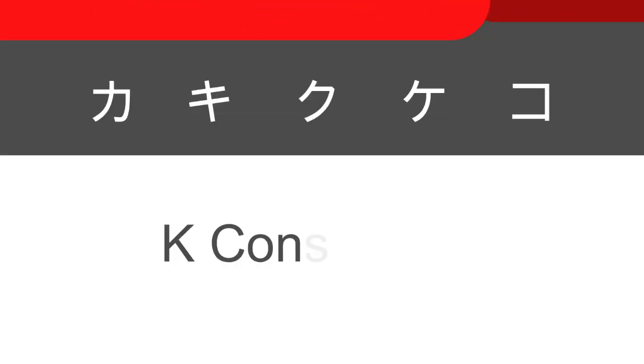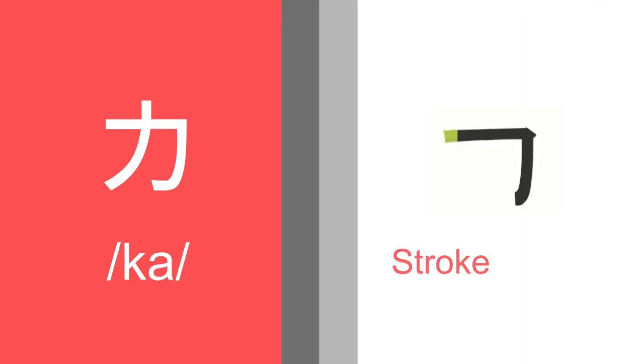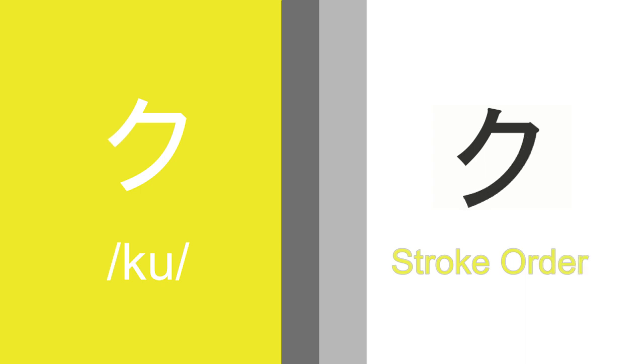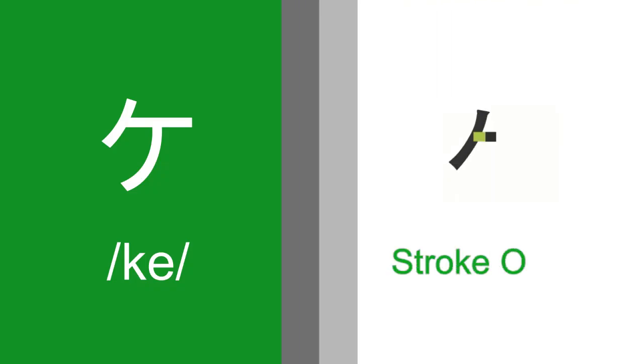And the next word group consists of the consonant K with the vowels mentioned above. Ka, ki, ku, ke, ko.